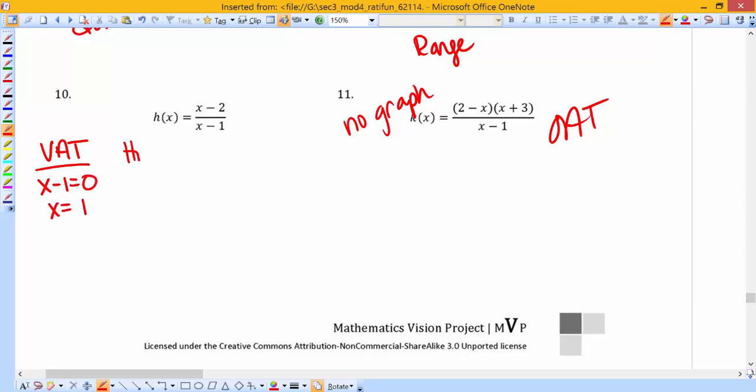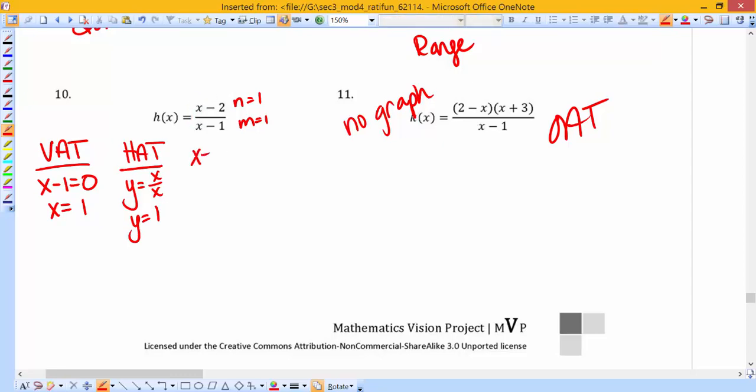I'm going to find my horizontal asymptote. My top degree is 1. My bottom degree is 1. Since the two degrees equal, I use my leading coefficients. So there's my leading coefficients. It's x over x, and x divided by x is just 1.